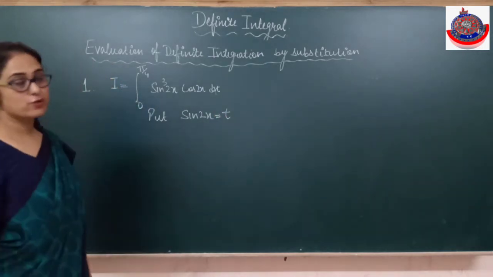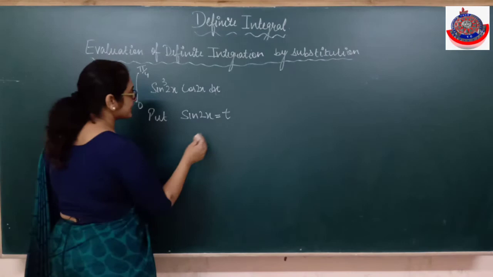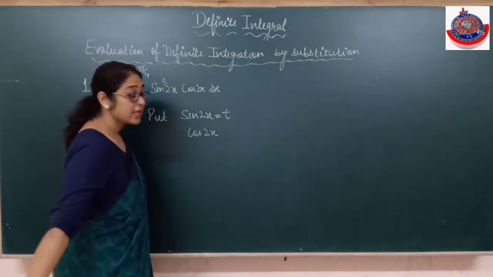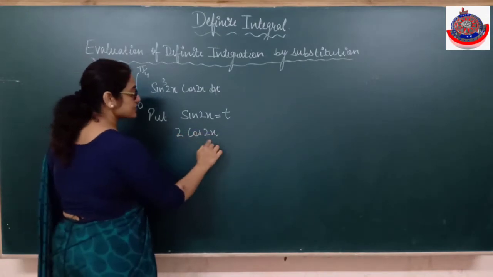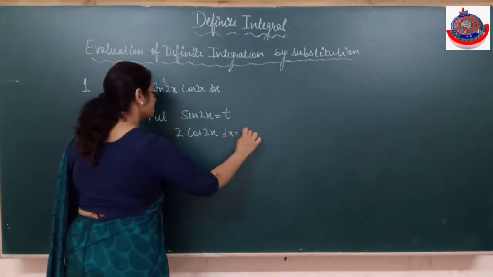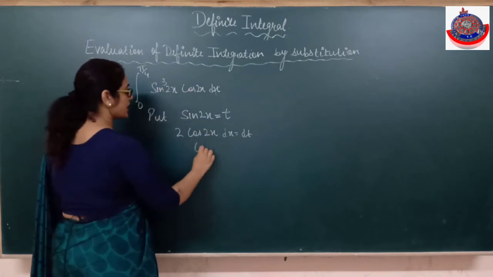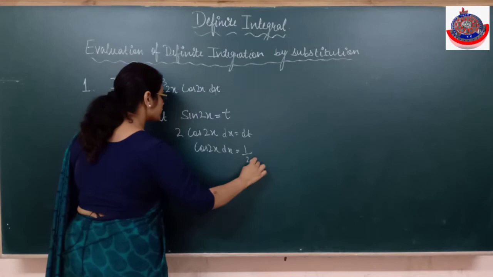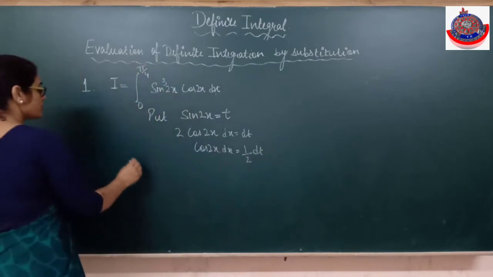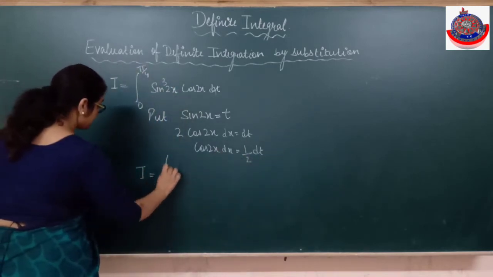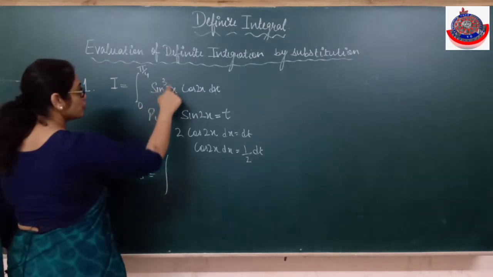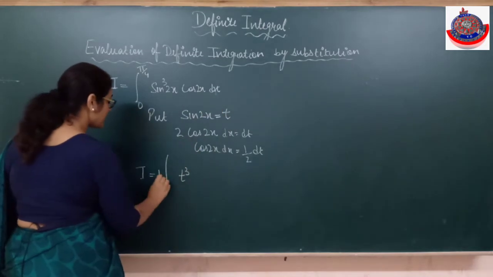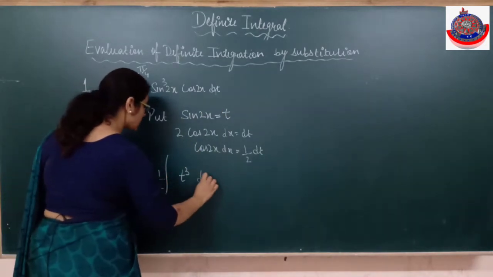So sin 2x is equal to t. We differentiate both sides. The differentiation of sin 2x is cos 2x, and the differentiation of 2x is 2, so cos 2x times 2 dx equals dt. In the differentiation I don't have the 2, so that 2 will go to the other side, so it will become 1 by 2 dt. Clear? So my integral, right now I'm not writing the limits, I'll tell you what to do. Sin cube 2x would be written as t cube, and cos 2x dx is half dt. The half will go out.